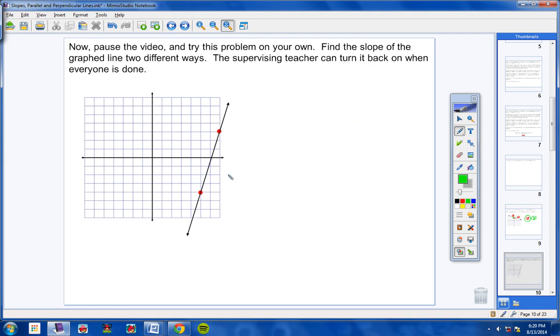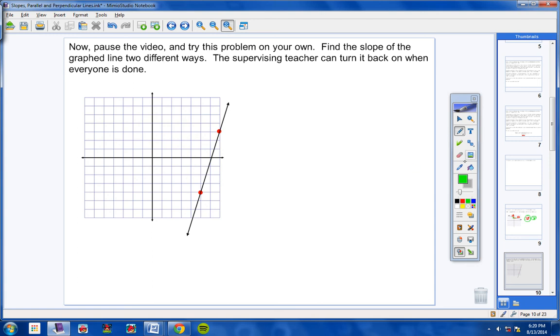Now, I want you to pause the video and try this problem on your own. I want you to find the slope of the line both ways. When everyone's done, the supervising teacher can turn it back on and you can check your answers. Okay, go ahead and find the slope using both methods and you should get the same answer. All right, go ahead and work on this now.